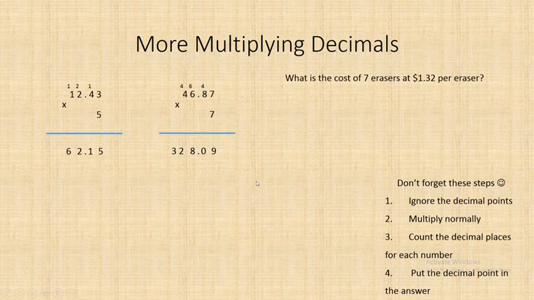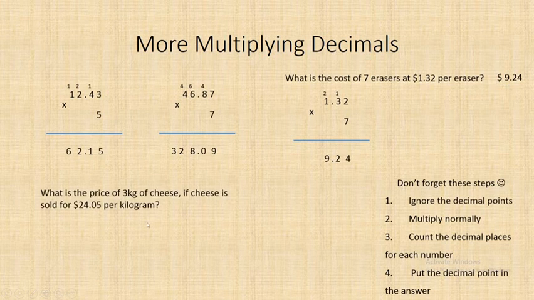Okay. Another example, but this time it's going to be a word problem. What is the cost of 7 erasers at $1.32 per eraser? Very easy. I will multiply them. So 1.32 times 7. 2 times 7 equals 14, 4 and carry up 1. 3 times 7 equals 21, plus 1 equals 22, 2 and carry up 2. 1 times 7 equals 7, plus 2 equals 9. And then count the decimal places. 1, 2. Put the point here. So the answer is going to be $9.24. Let's have another example.